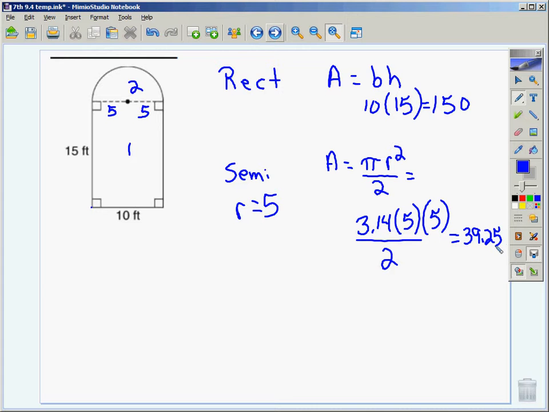39.25. What do I do with these two numbers? I add them together. 189.25. It wasn't feet, so this would be feet what? Squared.